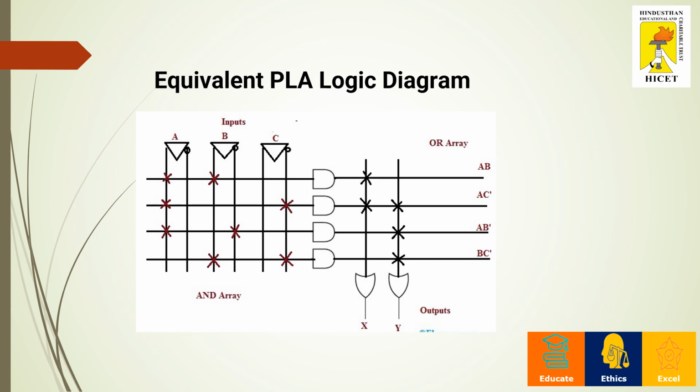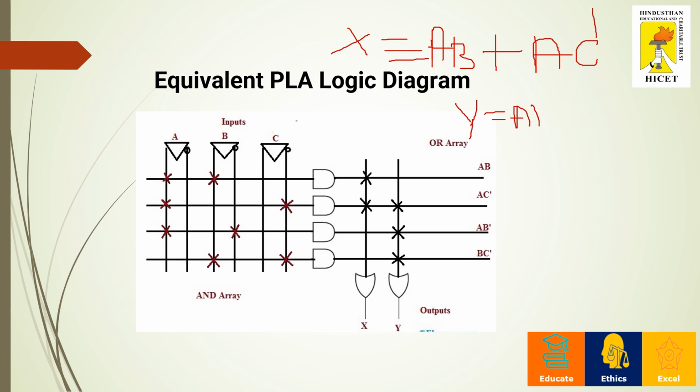Please look into this programmable logic array so that it is very clear to you. Here we have the same expressions like AB, AC complement, AB dash, BC complement, etc. So the expression which we have for X is AB plus AC complement. This is the expression for X. And the expression we have for Y is AB dash plus BC dash plus again there's a common term AC dash.